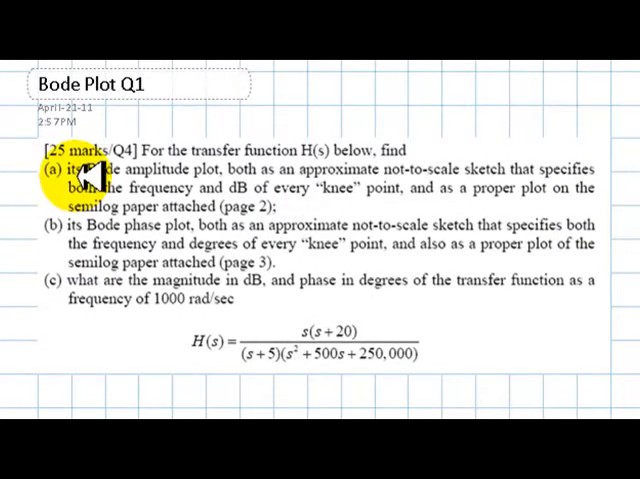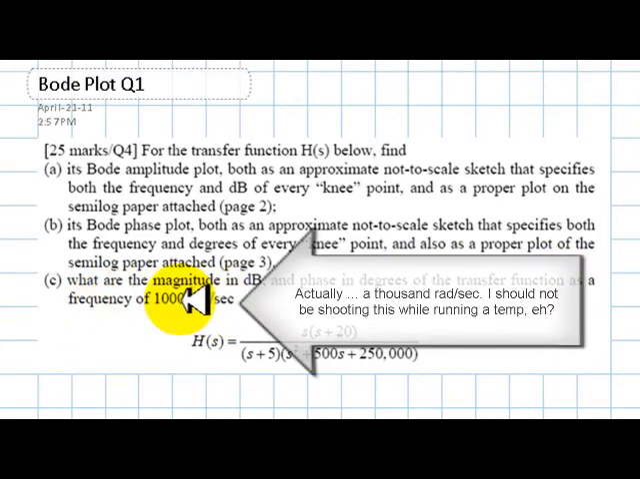This is the first question for 25 marks, equivalent to quiz number 4. For the transfer function H of s below, find its Bode amplitude plot, both as an approximate not-to-scale sketch that specifies both the frequency and the decibels at every knee, and also as a proper plot on the semi-log paper attached. Do also that for the phase plot, and then find what is the magnitude in decibels and the phase in degrees of that transfer function at a frequency of 1 radian per second. Let's begin with the amplitude.